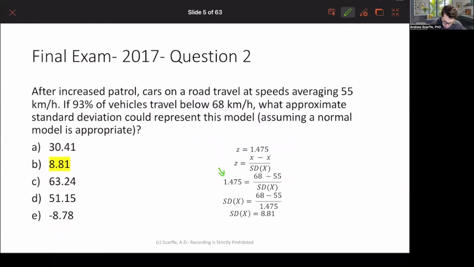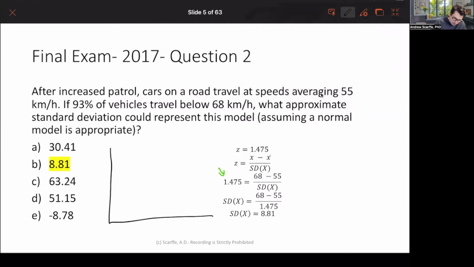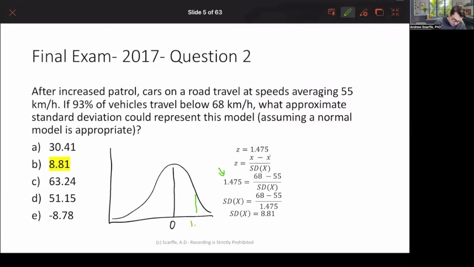We then rearrange to solve for our standard deviation, to which we get our standard deviation of X to be 8.81. Effectively, if we were to draw our normal distribution centered around 0, what we said was that this value that we looked up in the Z table was 1.475, and the area to the left was equal to 0.93. So there we have it. That's how we would solve this question.